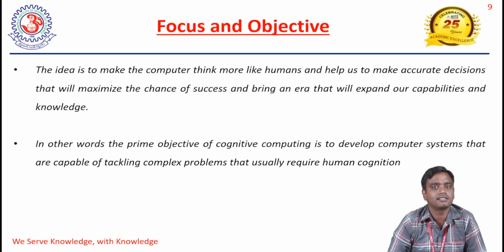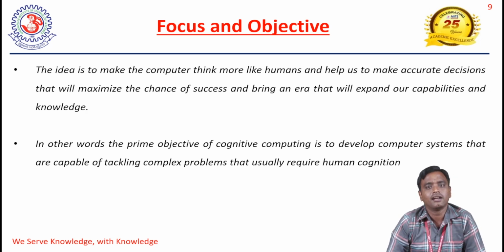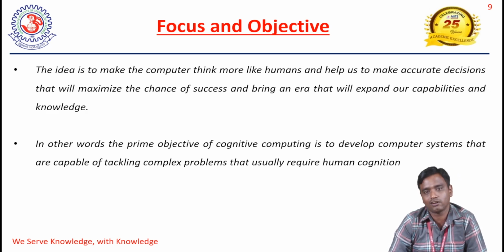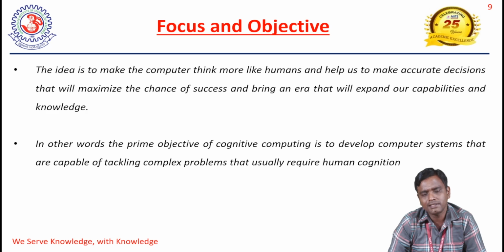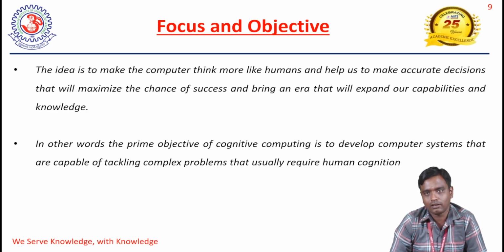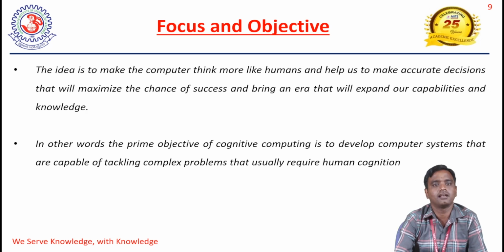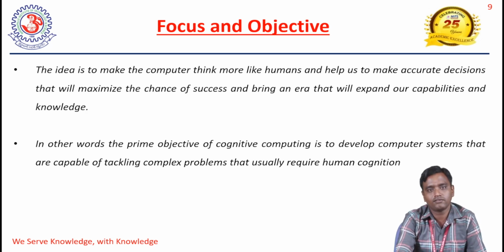And in other words, the prime objective is to develop computers and systems that are capable of tackling complex problems that usually require human cognition. So people say a machine can solve the process much smarter and better than a human. But indeed, the machine acquires knowledge from the human. So based on human inputs only, machines are acquiring knowledge. The same thing is expressed here. The prime objective of cognitive computing is to develop computer systems that are capable of tackling complex problems that usually require human cognition. So this is the focus and objective why we are going for cognitive computing.